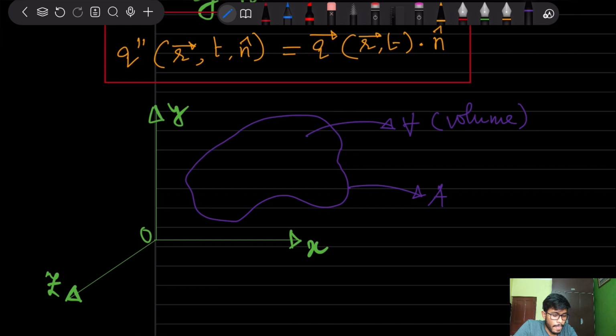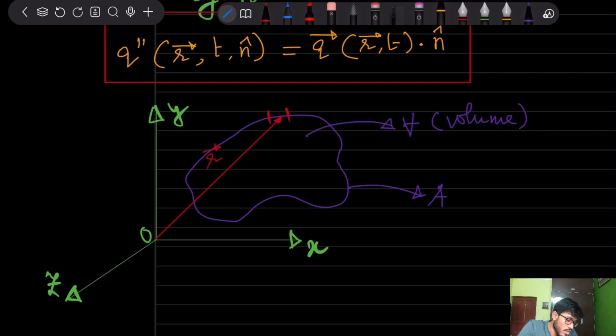Not the total surface area, this surface is denoted by A. Okay, now if I take an elemental surface area like this, and now I say that this is the position vector of this point at a time t, that is r. Then my heat flux passing through this point is this.